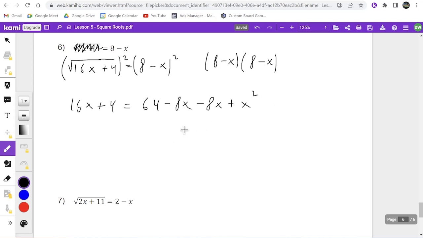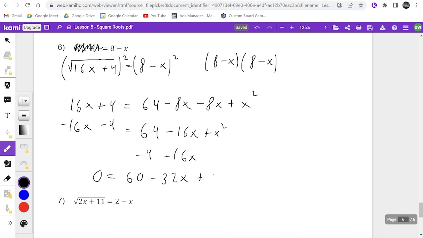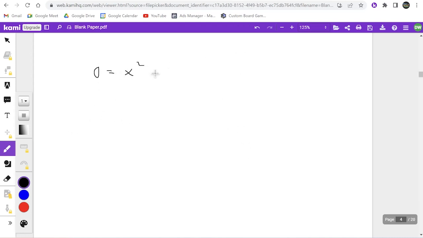And now what I got to do is start simplifying. So for instance, negative 8x and negative 8x combine to make minus 16x. And then I still have to set this equal to 0. So in other words, minus 16x and minus 4 from both sides. Make sure you're lining this up correctly. So in other words, I get 0 equals 64 minus 4 is 60 minus 32x plus x squared. And of course, we can write this in the order we're more familiar with, which is to say 0 equals x squared minus 32x plus 60.